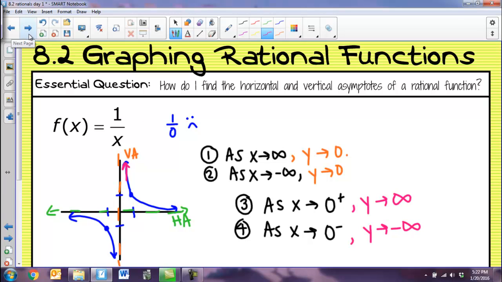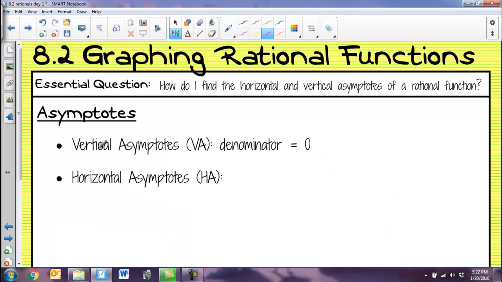Here is how you find asymptotes on this next slide. The biggest thing we need to remember is that for vertical asymptotes, you're going to set your denominator, the bottom of that fraction, equal to 0. And that's going to be your vertical asymptote. Now the important thing to remember here is you can't cross a vertical asymptote ever. Never, ever, ever can you cross a vertical asymptote.